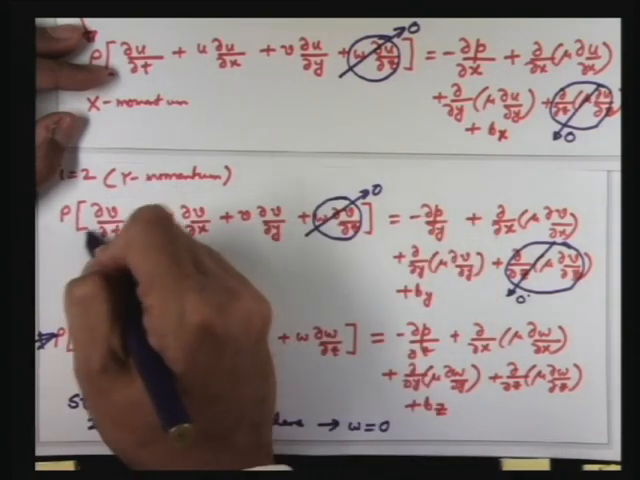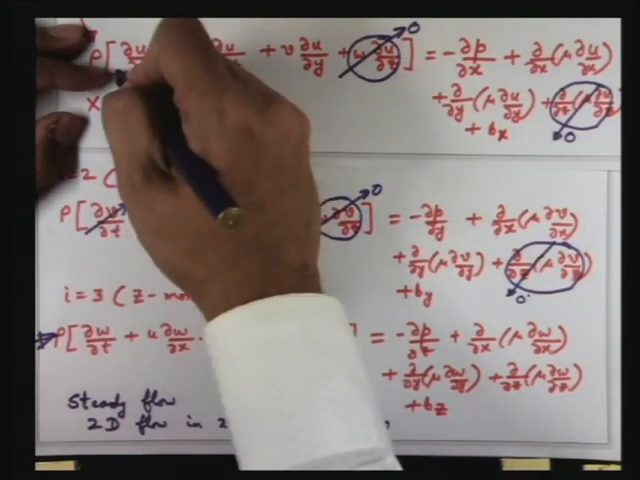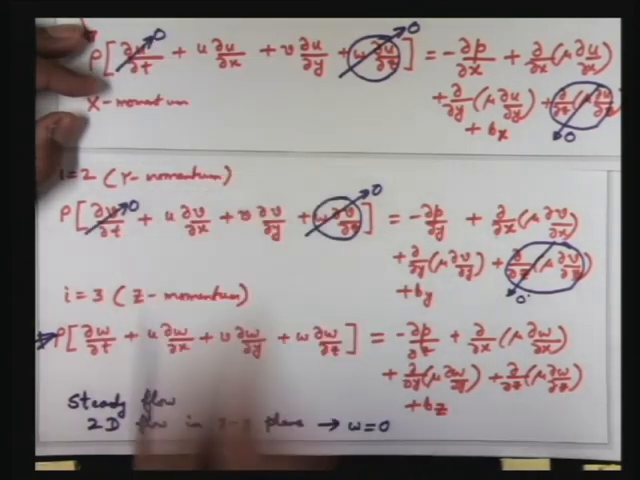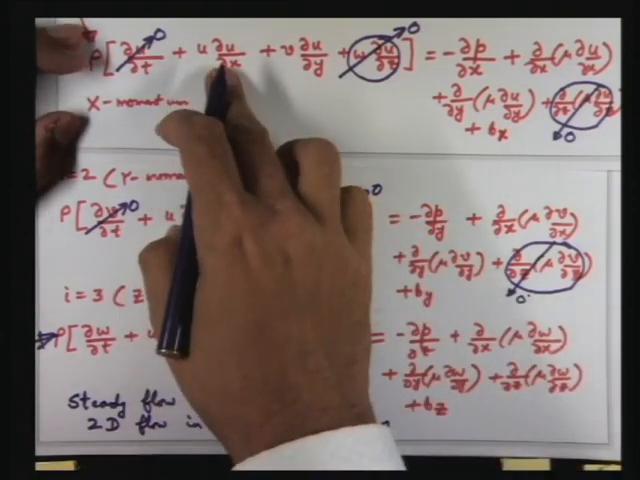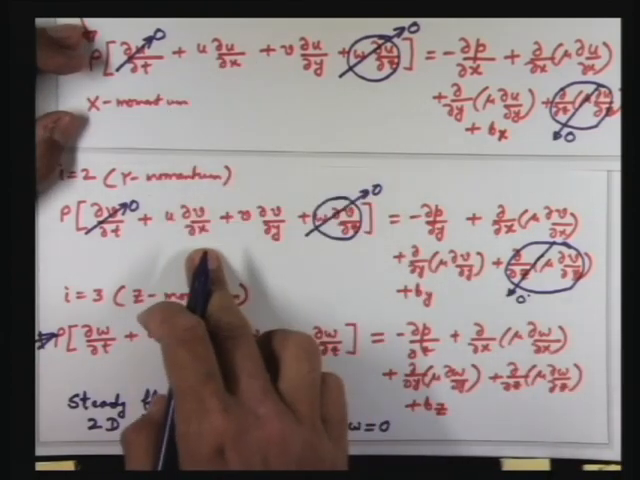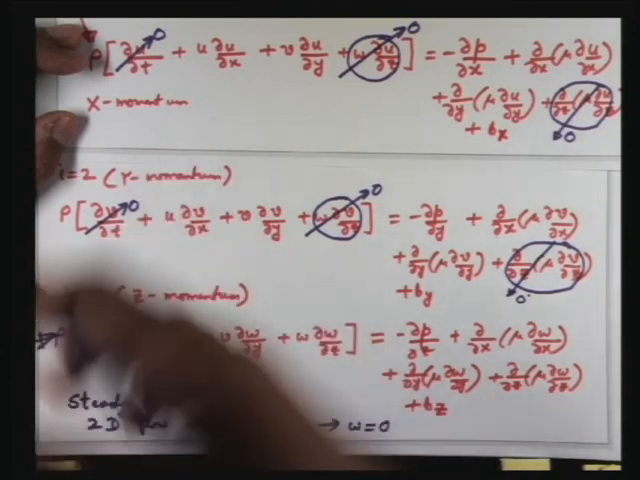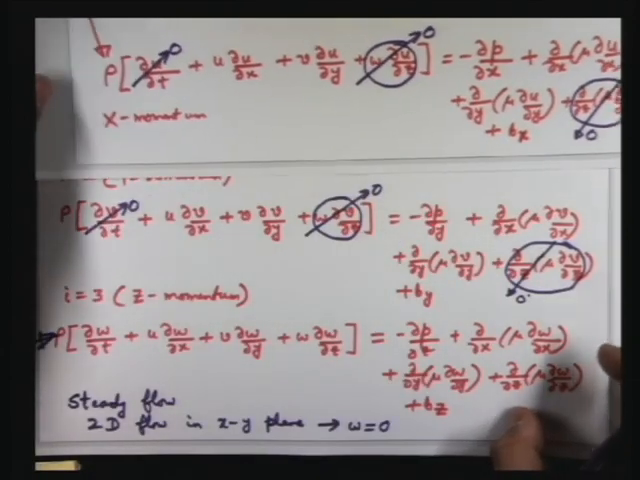And for steady flow, these terms are 0. So we are left with the x momentum and y momentum equations coupled with the continuity equation. So let us write those equations now.